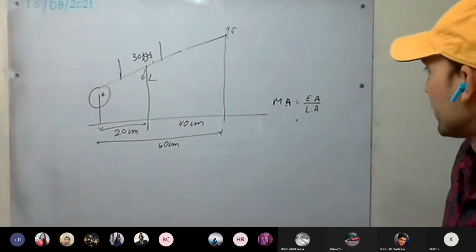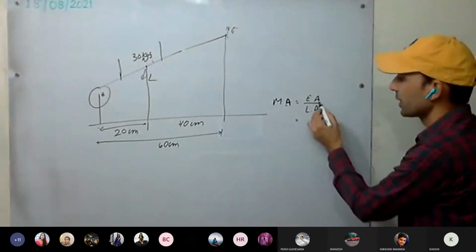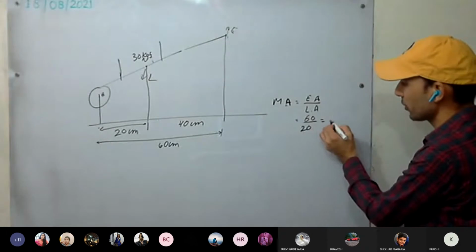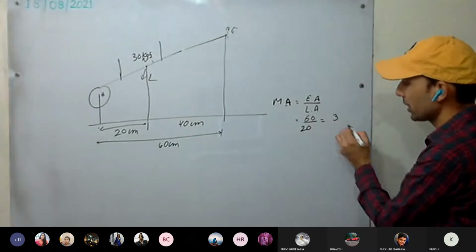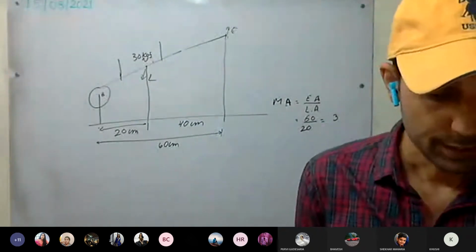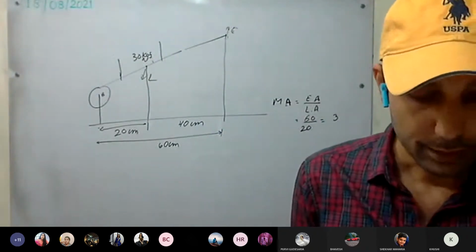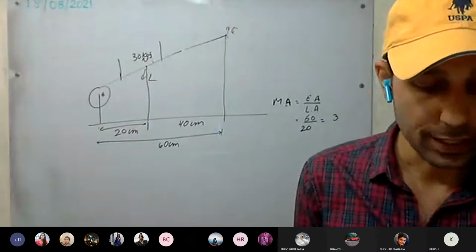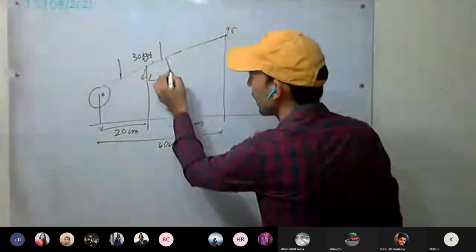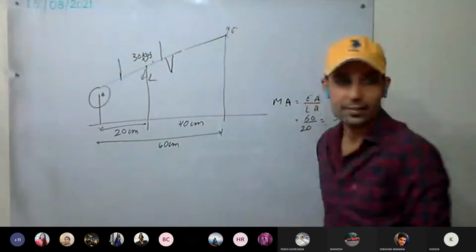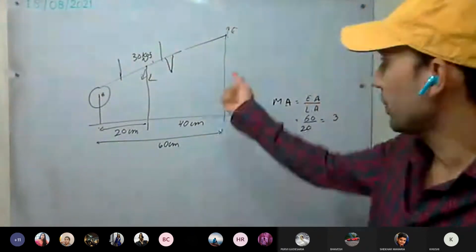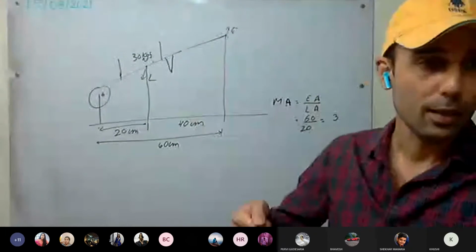How much are you getting? Anyone in class? Effort arm 60 centimeters divided by load arm 20 centimeters. Centimeters get cancelled. It will be how much? 3. Mechanical advantage is 3. Okay. Next one. The minimum effort required to keep the leg just off the ground. Minimum effort required to just keep this wheelbarrow above the ground.